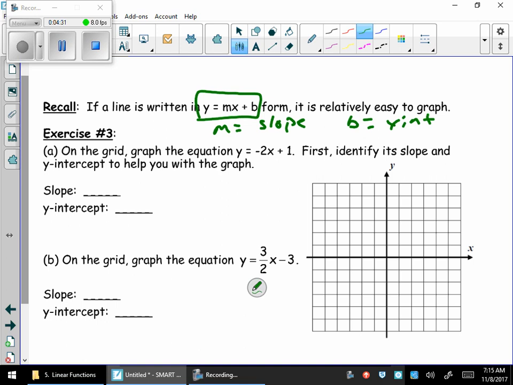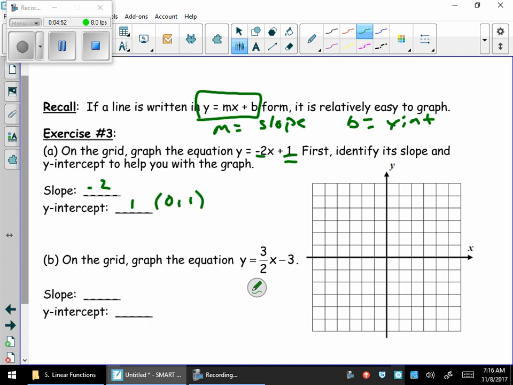If you look at our exercise number 3, it says on the grid, graph the equation y is equal to -2x plus 1. First, identify its slope and its y-intercept. Now, the slope, as I said before, is the number in front of the x, so that's going to be -2. The y-intercept is the number that's all by itself. That's going to be 1. Technically, it's a point, and that point is located at (0, 1).